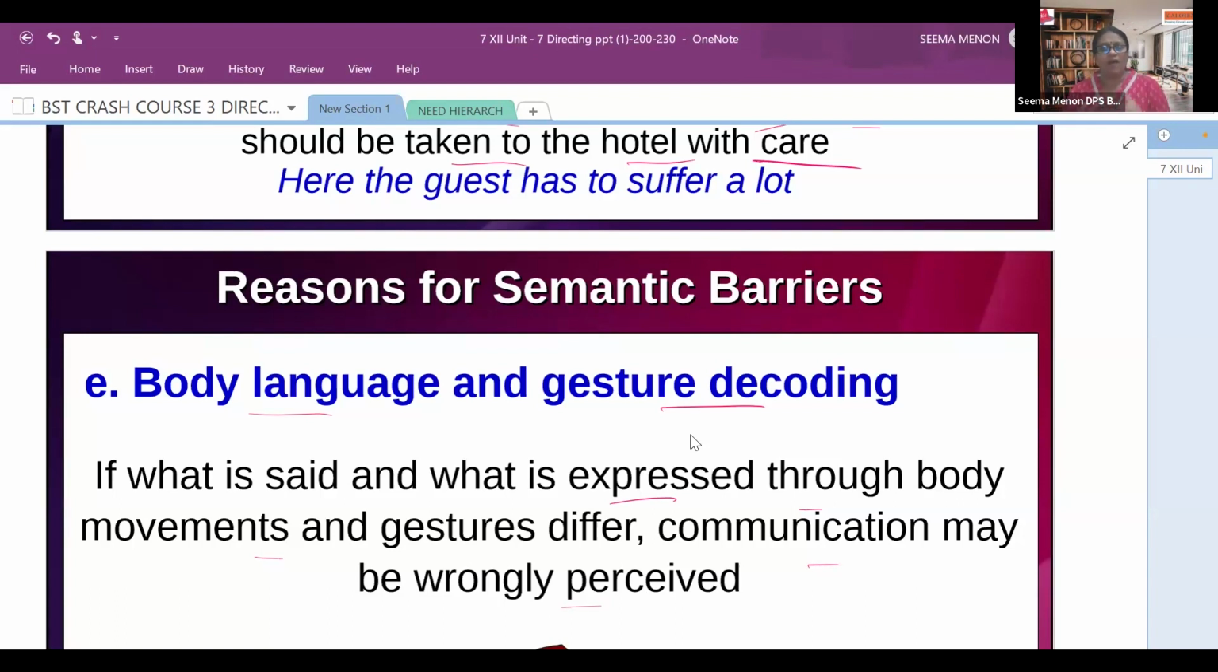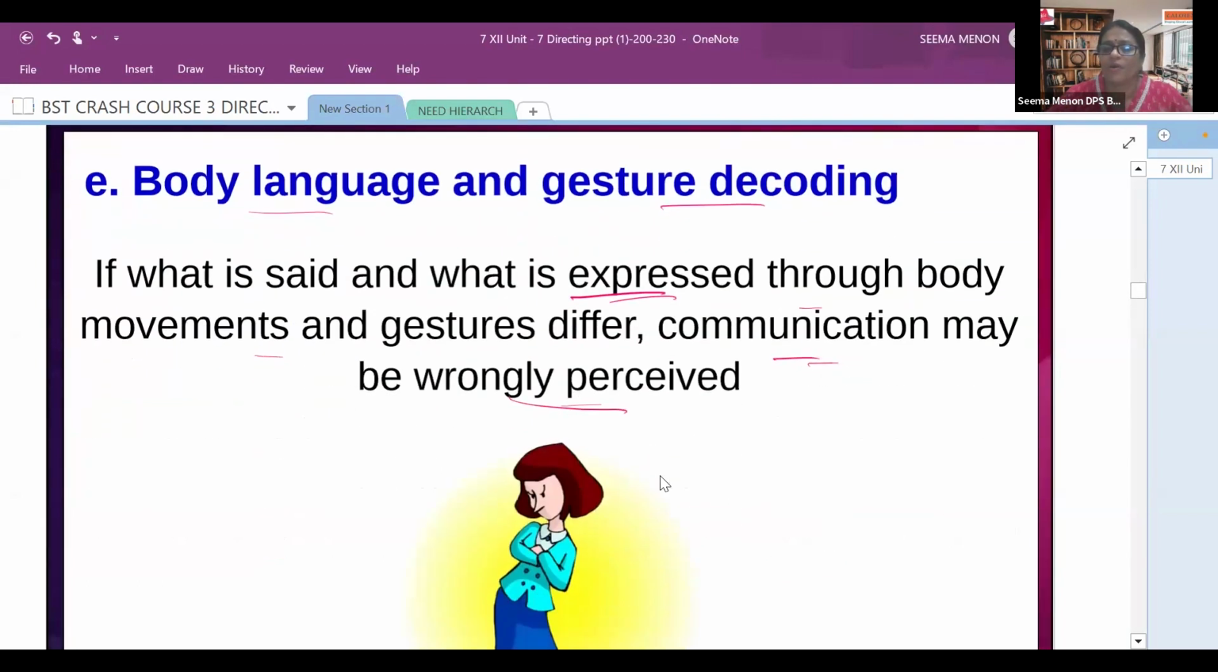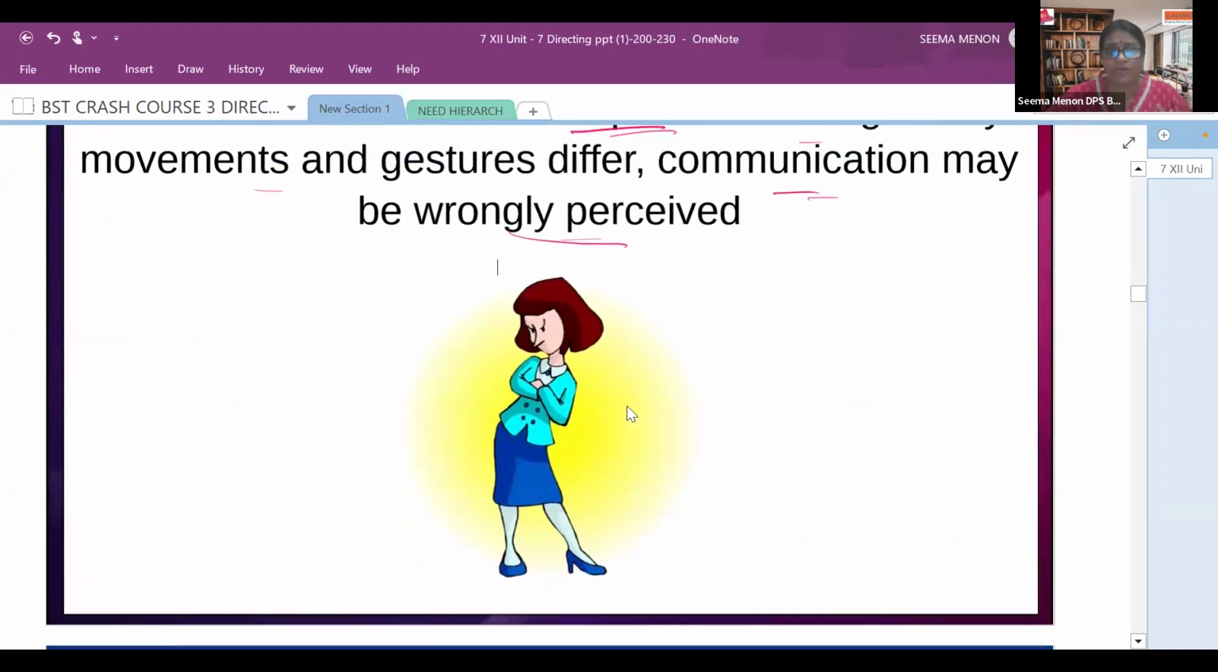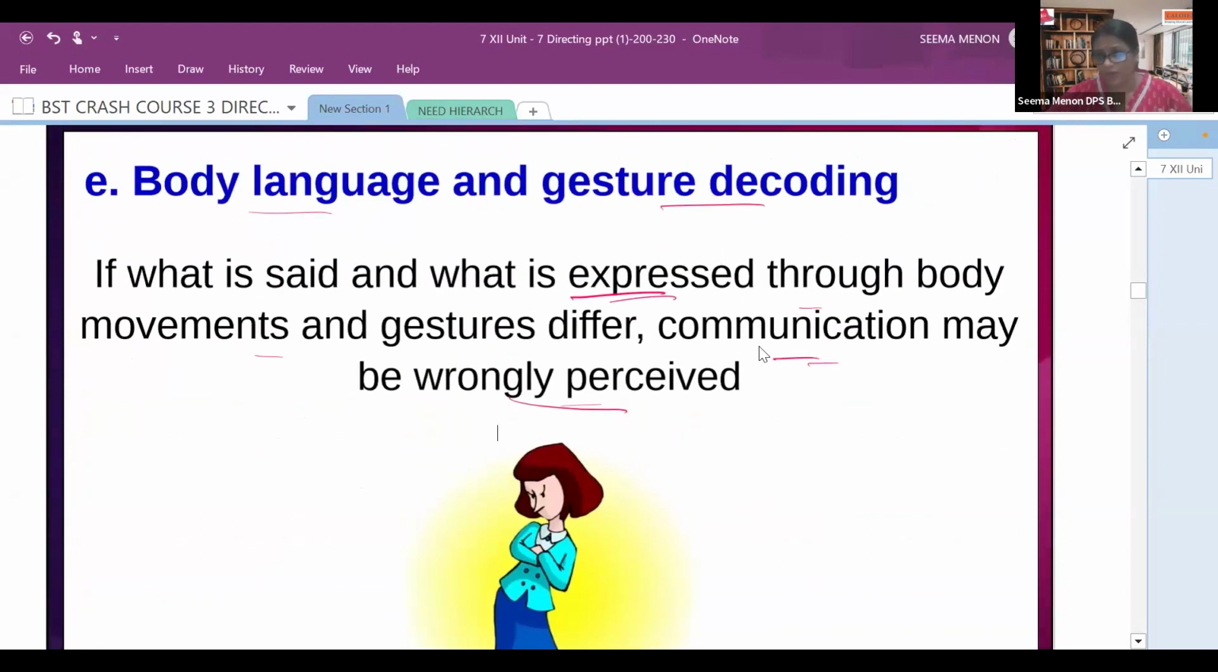But meanwhile, what is happening? Our gesture is not supporting that feeling. We are in a very relaxed way, in a very light mood, so definitely whatever we communicate, the subordinates may not get its effectiveness, or they may not be serious about the discussion. So body language and gesture decoding is very important, depending on the topic we discuss. If you are saying one thing and expressing another, and both differ, communication may be wrongly perceived. Our subordinates may not take the communication in the proper way. Otherwise, the seriousness of the discussion may be zero.